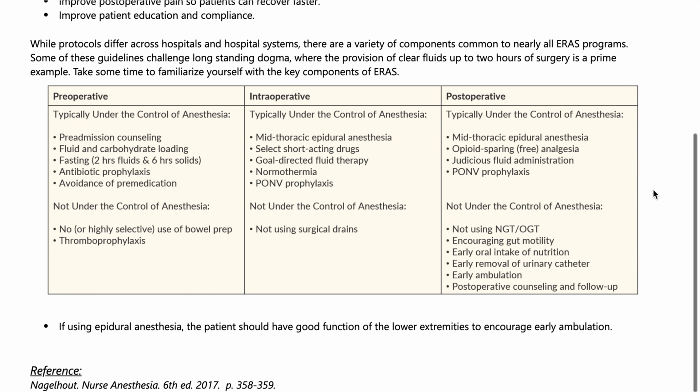However, there are a few that are not under the control of anesthesia in the post-op period, and these include not using an NGT tube or an OG tube, encouraging gut motility, early oral intake of nutrition, early removal of urinary catheters, early ambulation, and post-op counseling and follow-up. These are all not under control of anesthesia. If using epidural anesthesia, the patient should have good function of lower extremities to encourage early ambulation.